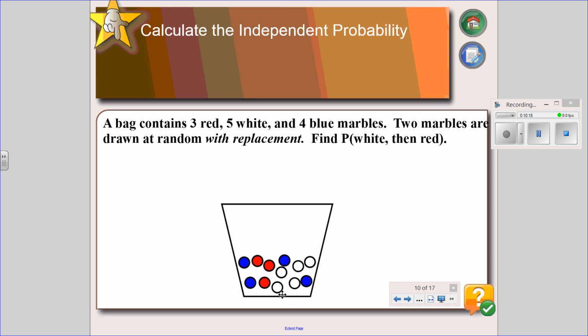This bag contains 3 red marbles, 5 white marbles, and 4 blue marbles. 2 marbles are drawn randomly with replacement, meaning that they get put back. What's the probability of a white one first and then a red one? Go ahead, try this problem on your own.